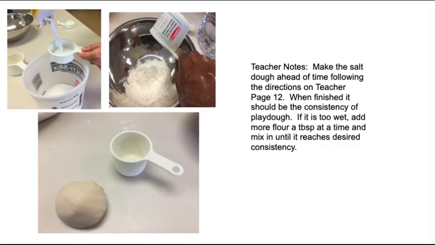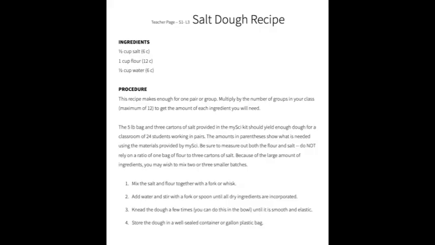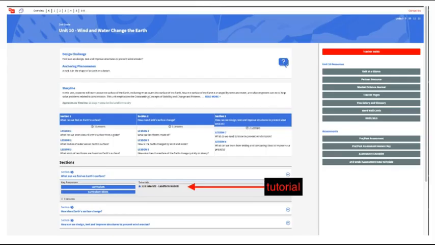In the Elaborate, students will use salt dough to make a 3D model of landforms and bodies of water. Prior to this activity, you will need to make the salt dough for your class using the directions shown here on Teacher page 12 and the materials included in your mySci kit. Directions are also in a tutorial on our website.